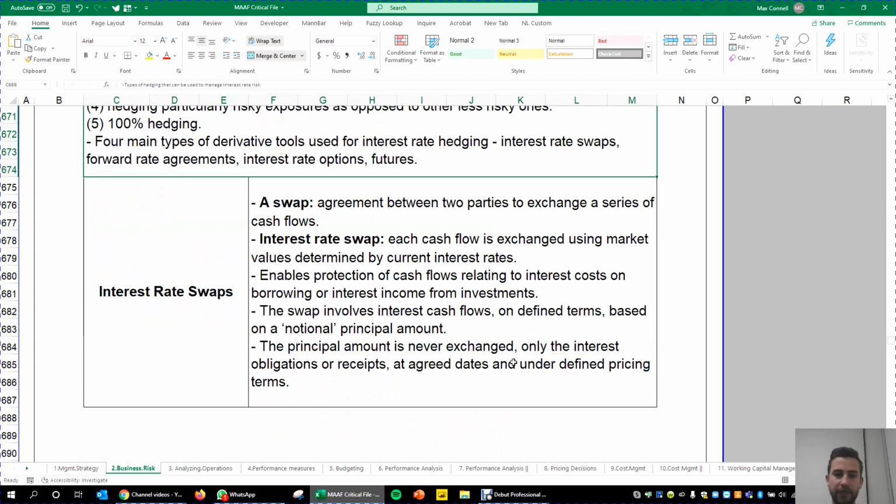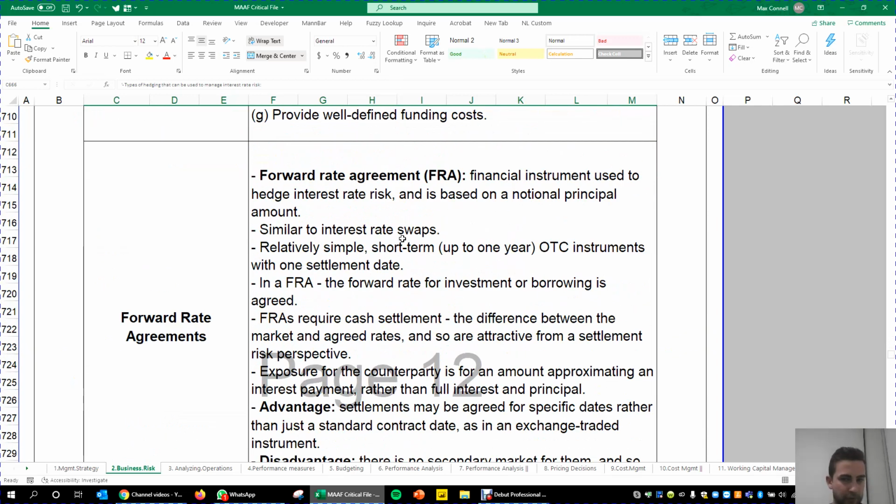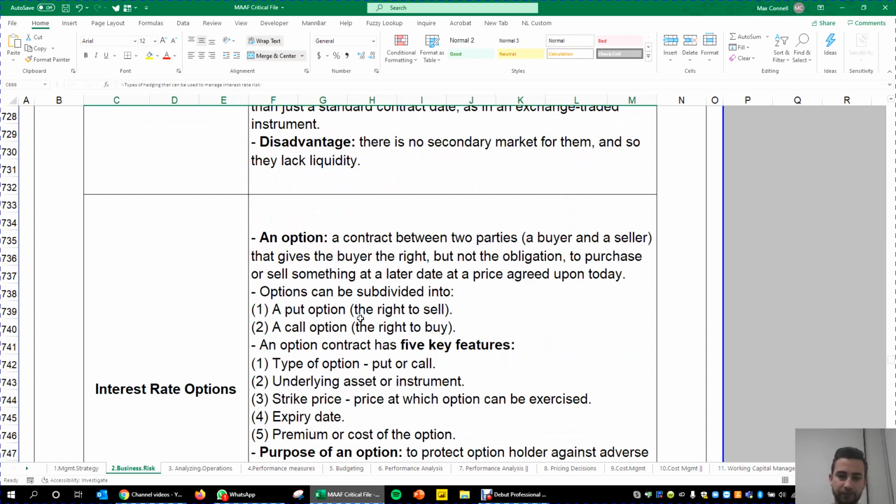and futures. So a swap is basically an agreement between two parties to exchange a series of cash flows at some point in time. An interest rate swap is where each cash flow is exchanged using market values determined by current interest rates. Forward rate agreement is basically an instrument used to hedge interest rate risk and is based on a notional principal amount. So it's fairly similar to interest rate swaps. They're relatively simple, short term, up to 1 year, and over-the-counter instruments.